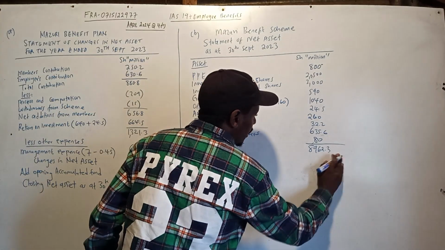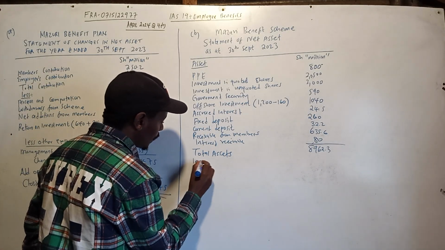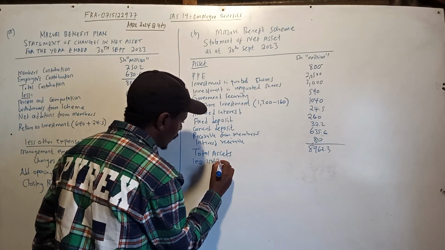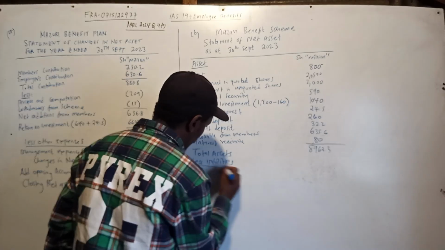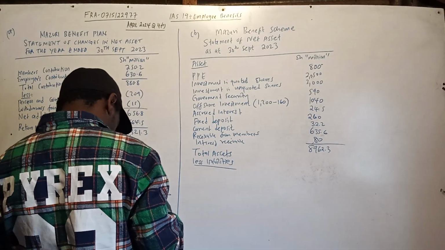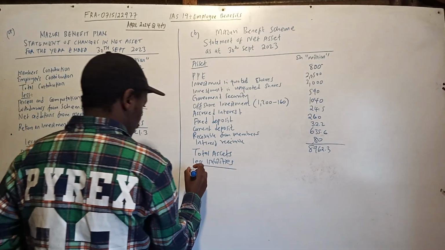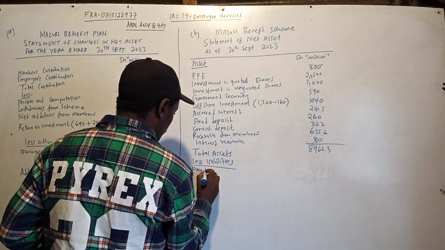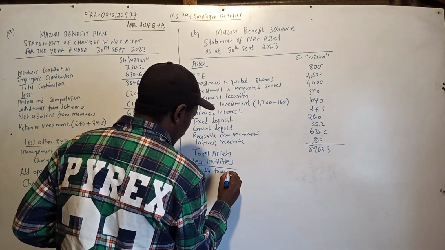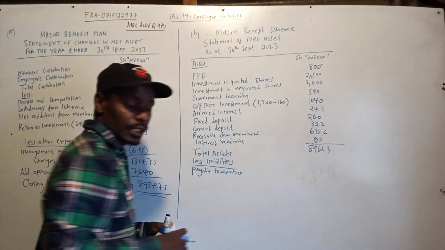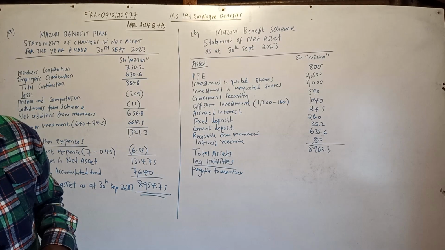So now we less liabilities. The liabilities that we have, number one, is payables to members. Payables is a liability. Payables to members is 8.